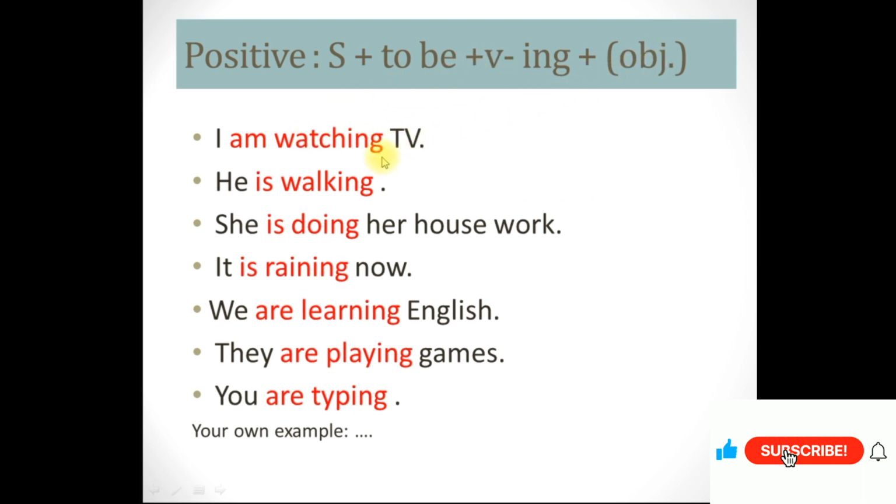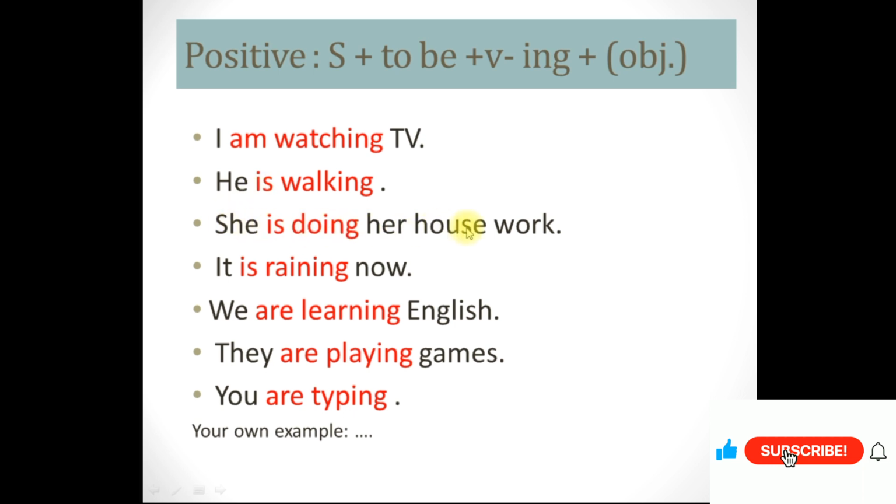So am is from to be. As you know, to be is conjugated into am, is, or are in the present tense, according to the subject. Like with I, we use am, and with he, she, or it, as you can see here, we use is, right? Like he is walking. Even to show now he's walking, so he is the subject, is the verb to be, and walking is the verb ing. Okay, and she is doing her homework.